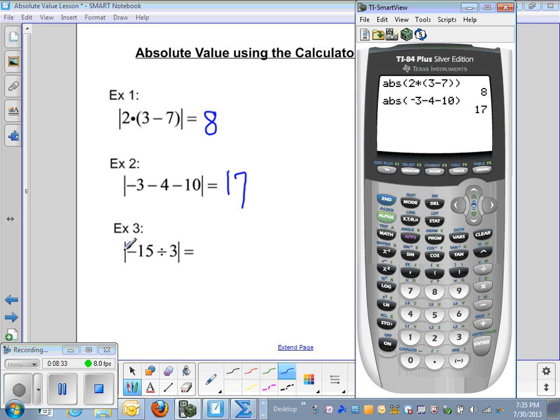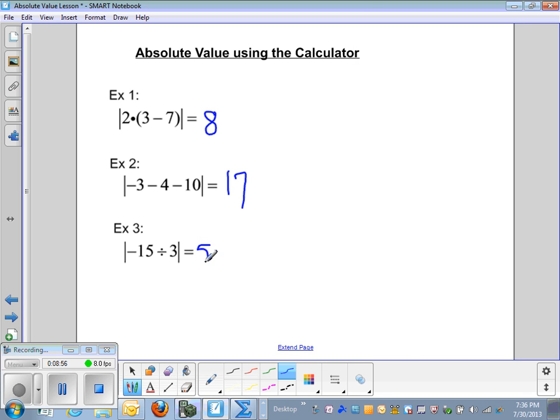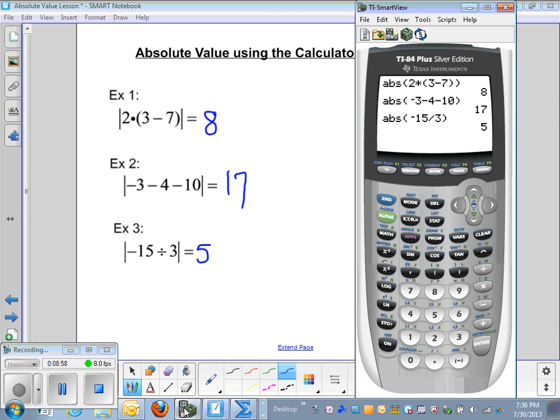Example 3, absolute value of negative 15 divided by 3. So I hit my math key. I hit the right arrow key, enter. Negative 15 divided by 3. Close my parens, and I get 5. We're going to do that in our head real quick. Negative 15 divided by 3 is negative 5. The absolute value of negative 5 is a positive 5. So that's how you use absolute value on the calculator.